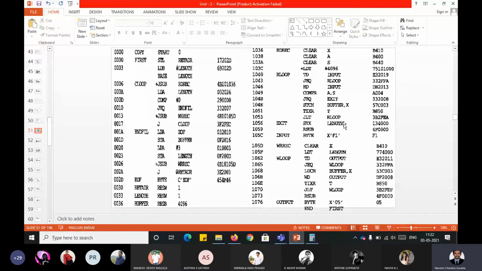Now, as I'm working with this STX length, as usual, first let me find out the displacement. How to find out displacement? You need to find out the address of the length. What is the address of the length? It is again 0033. It is 0033 minus the PC value. What is the PC value? It is 1059.